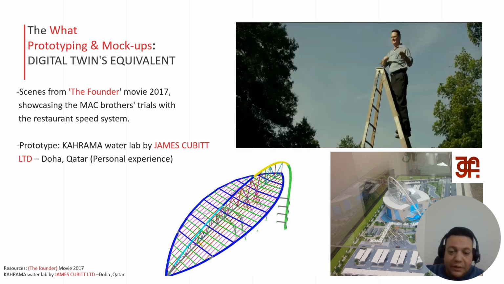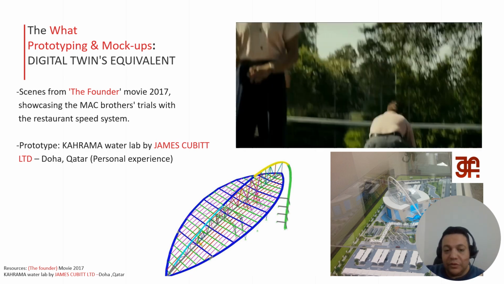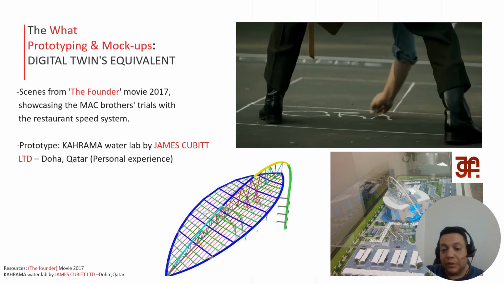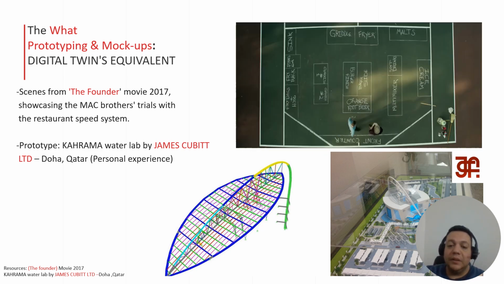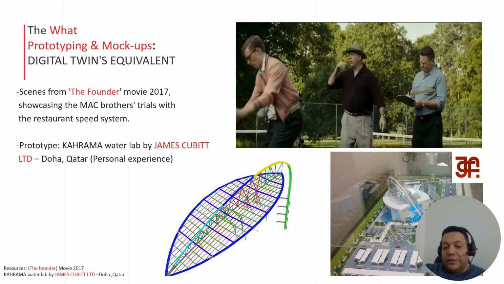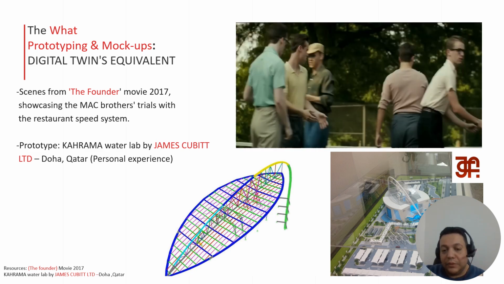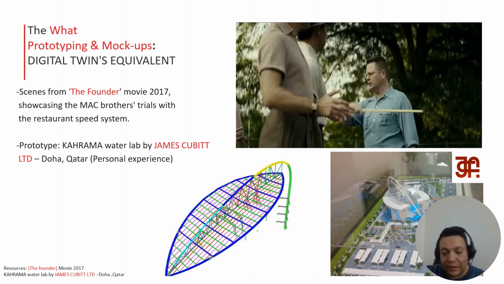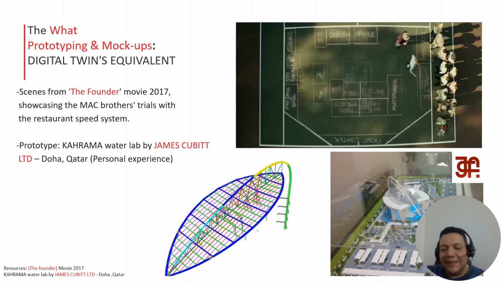The second example is from my previous work as a structural design engineer at James Cubitt Ltd. for the project of Kahramaa Lab, which was a structural design of a steel structure in the shape of a leaf as a roof for a concrete building of the Kahramaa Lab, which was a custom, extraordinary design, designed by me.